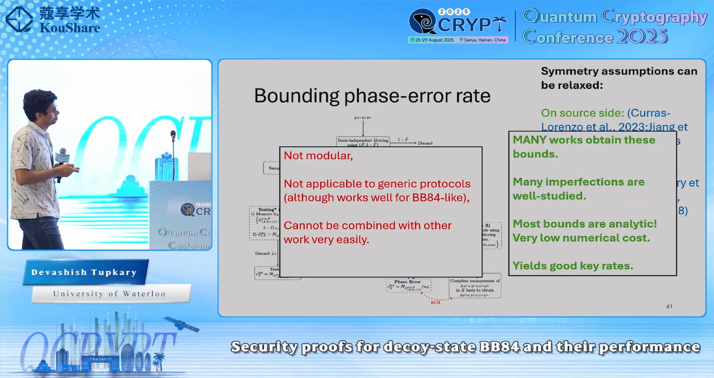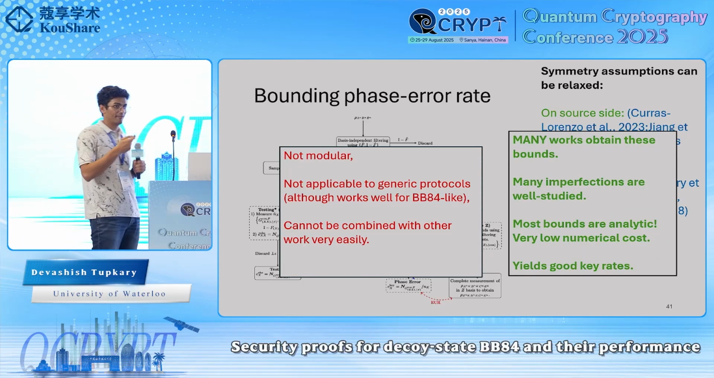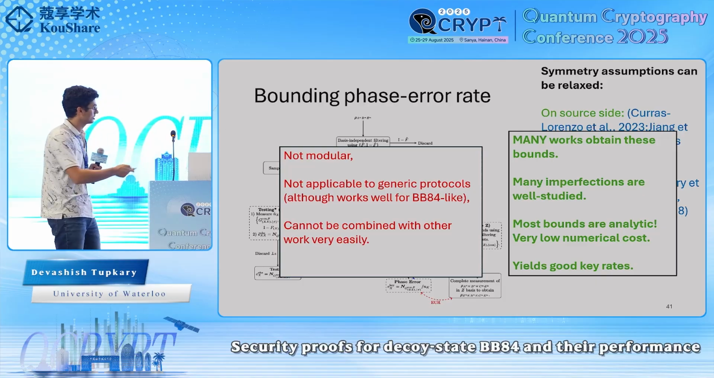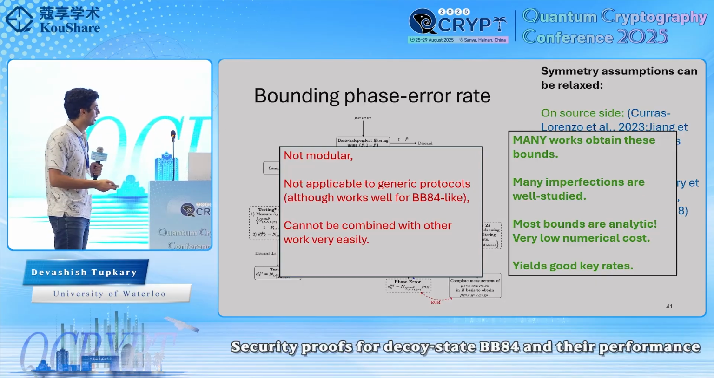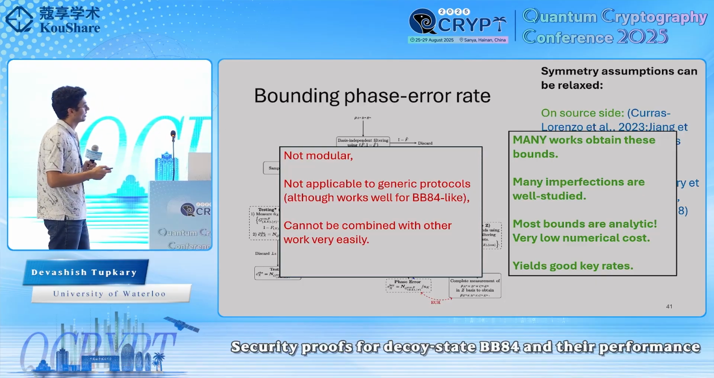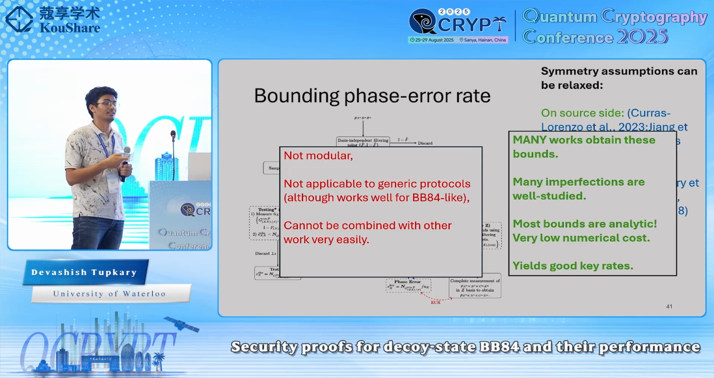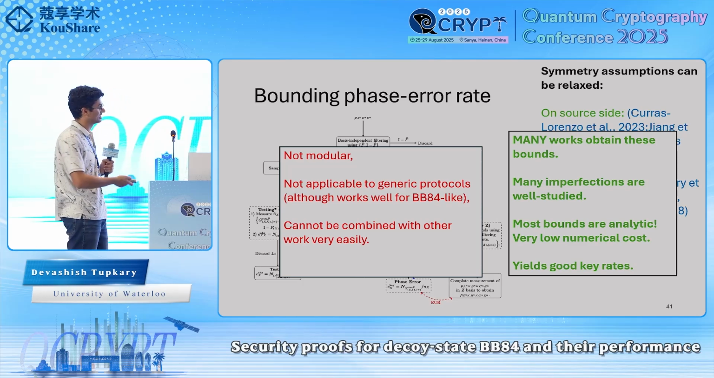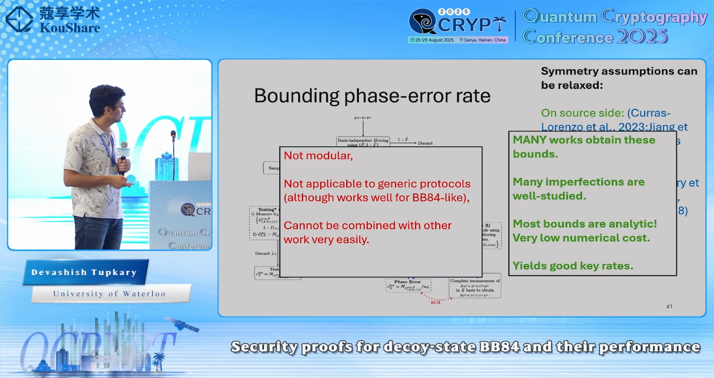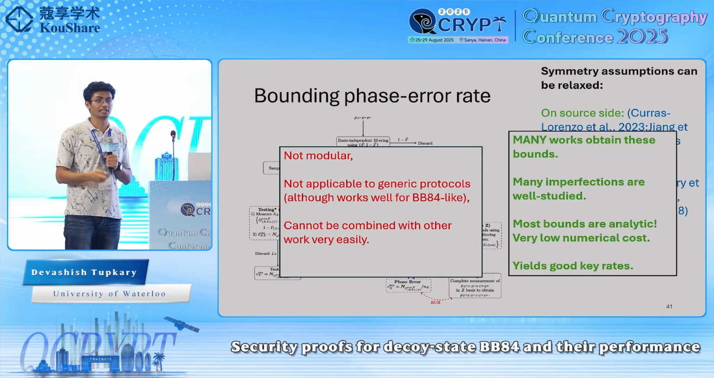But many works have succeeded in obtaining these bounds for a variety of imperfections, which are very well studied. And actually, most of these bounds are analytic, right? So you don't need fancy numerics to run your key rate computations, and it yields pretty good key rates.